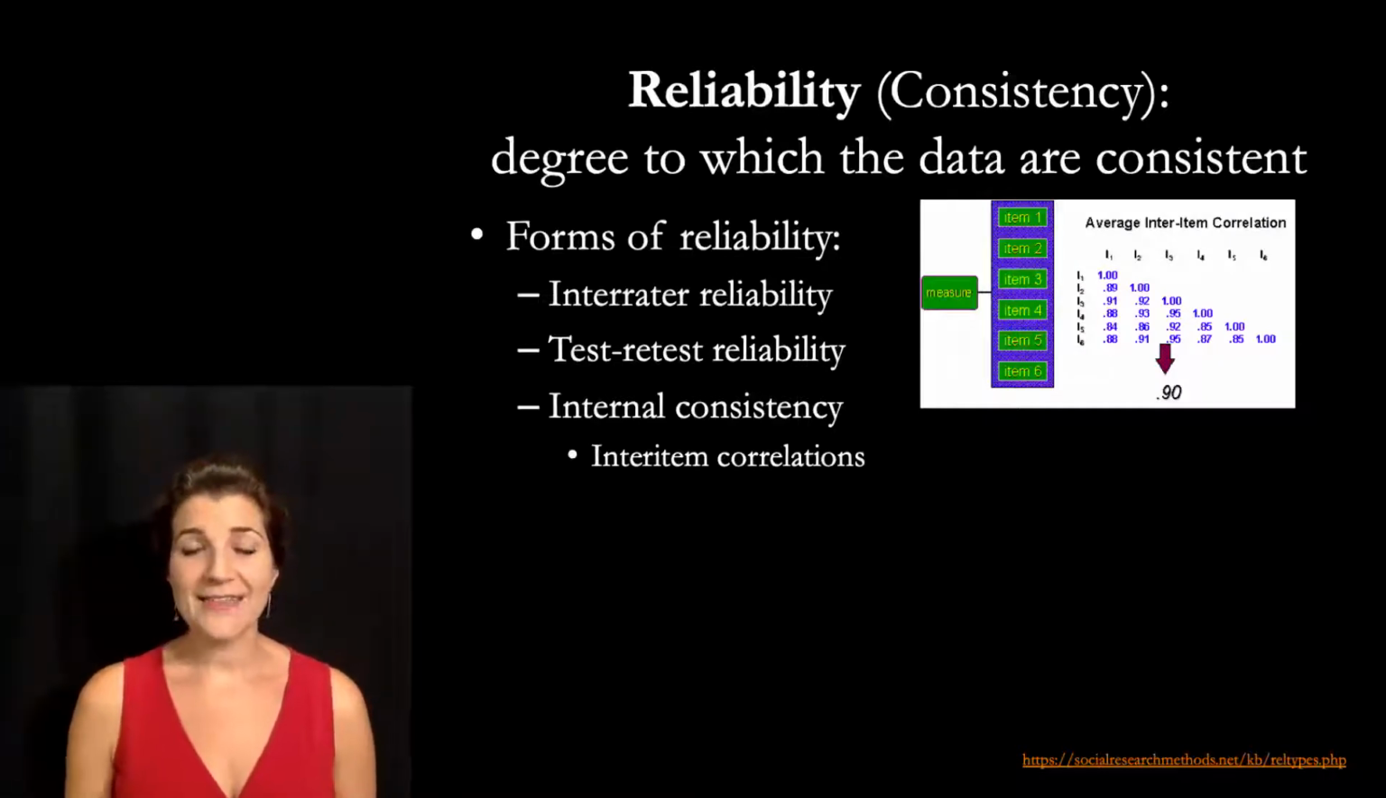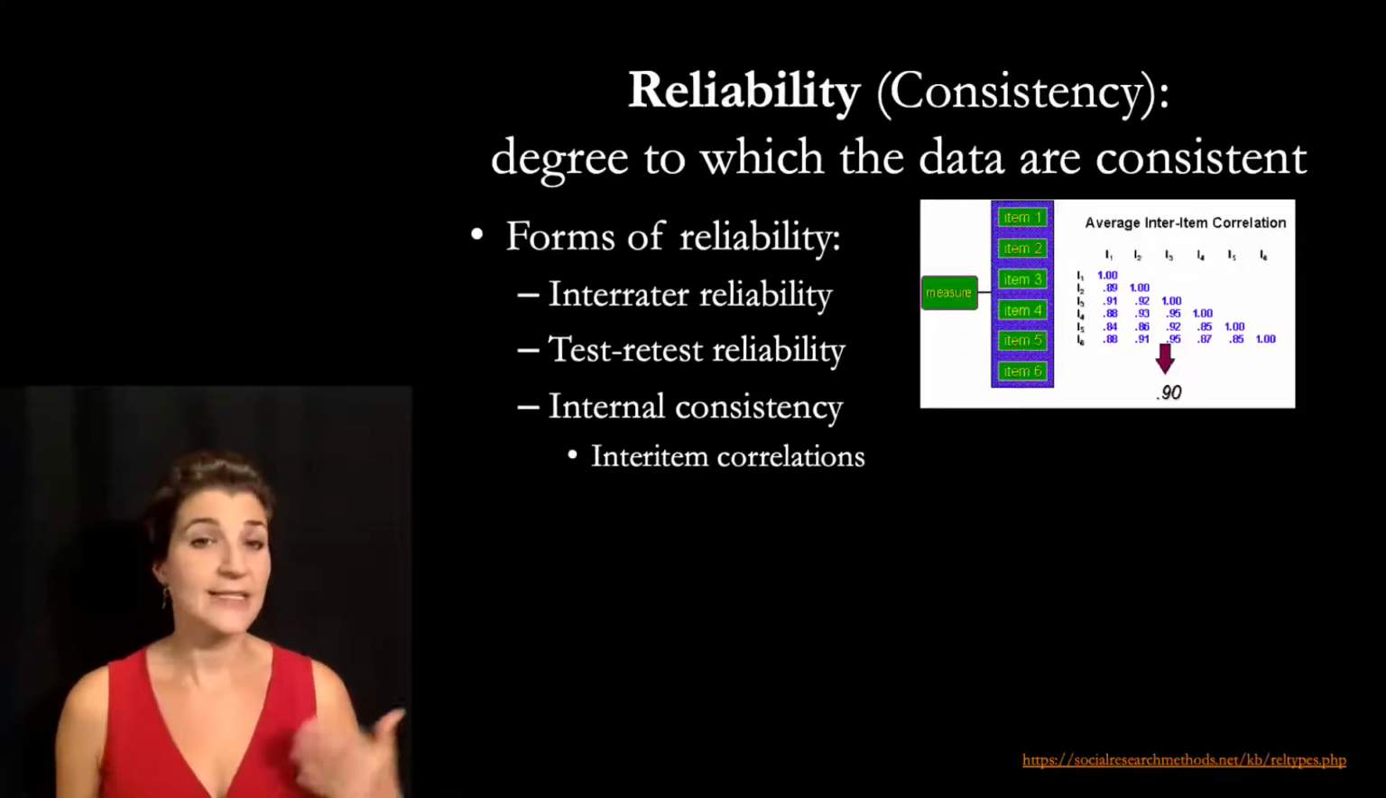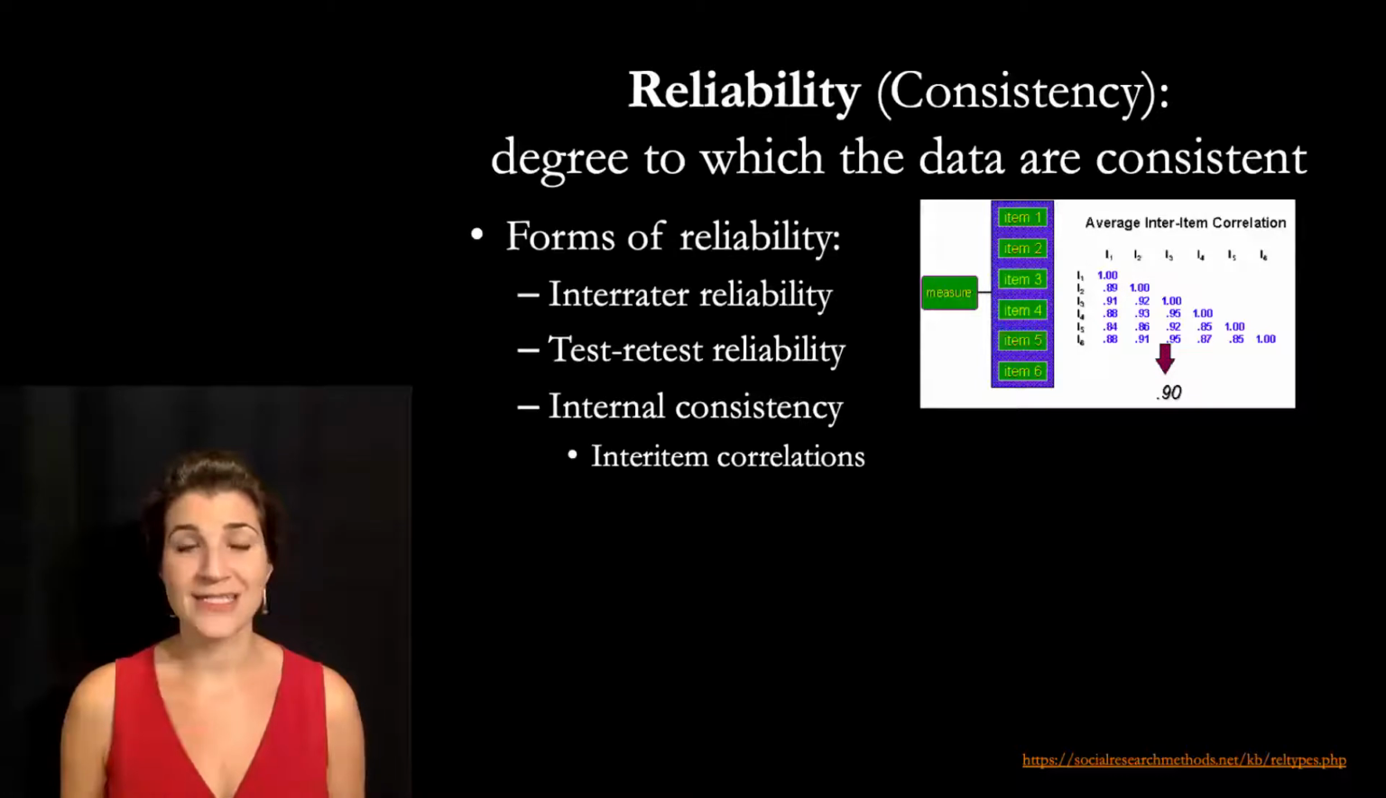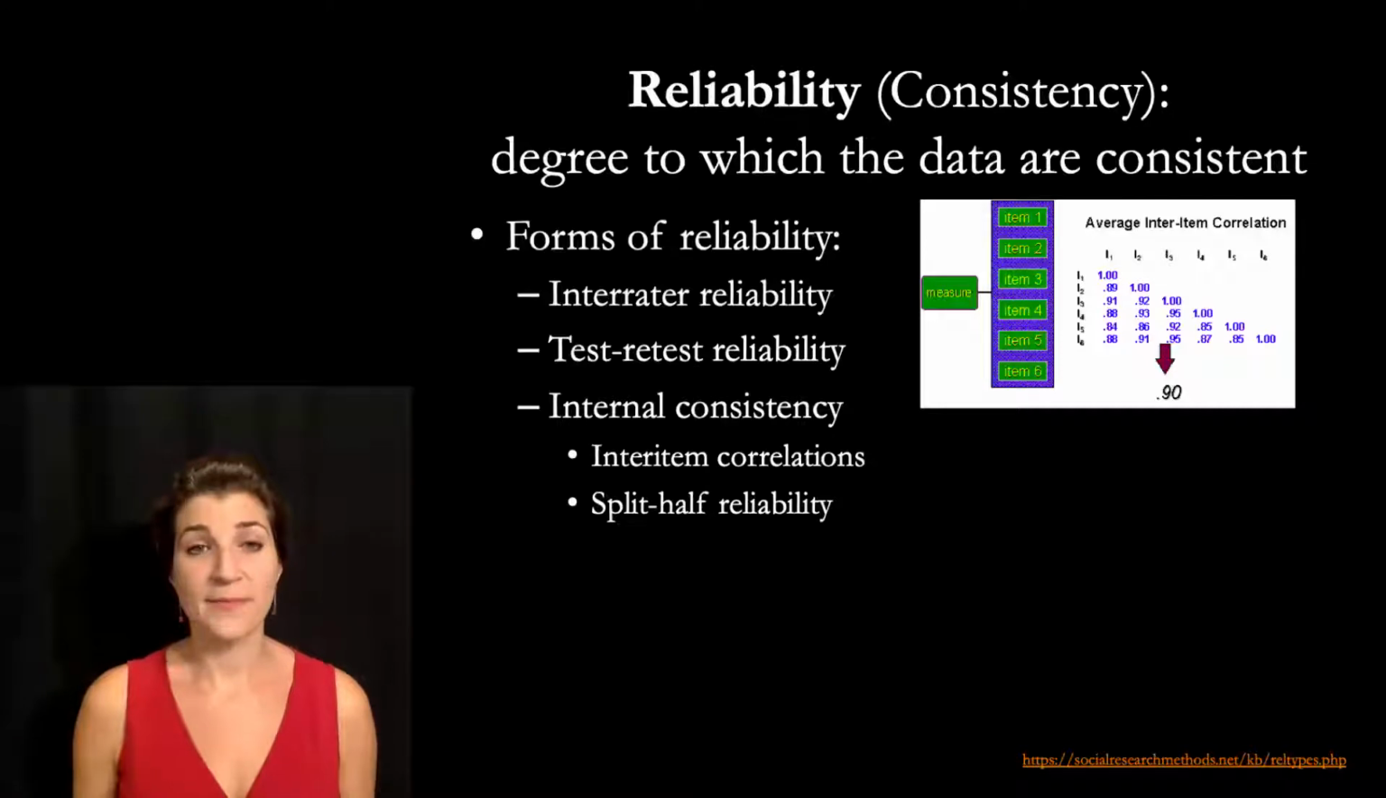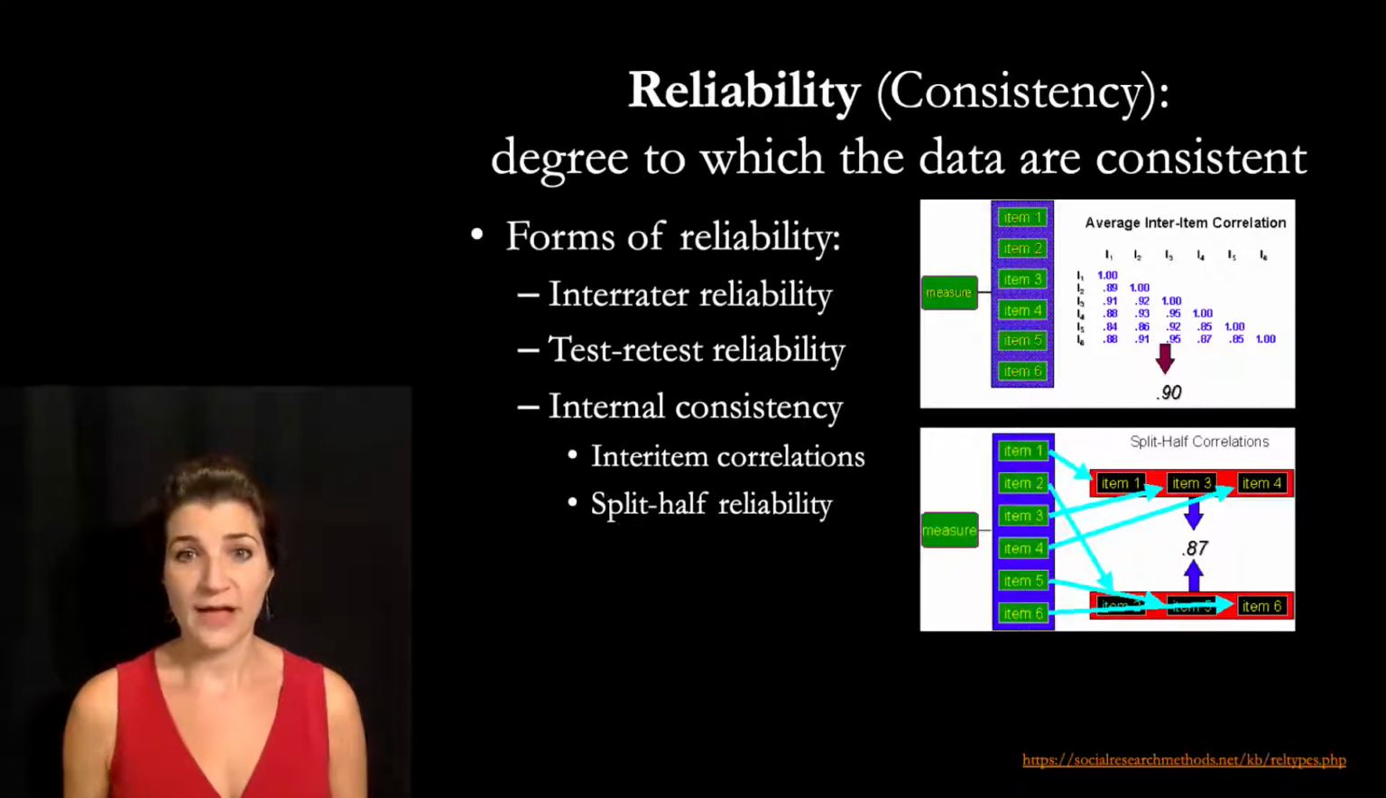We could calculate the inter-item correlations among those 6 items to assess whether the way that people respond to one question tends to be correlated with the way that they respond to other questions. If all 6 of those questions are measuring the same thing, participants should be responding to those in pretty similar ways. You may also see split half correlations to measure internal consistency, where you randomly select items from a survey and see how closely related 2 halves are with one another.